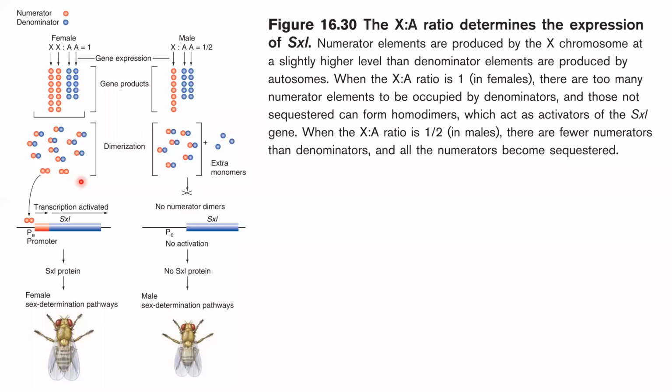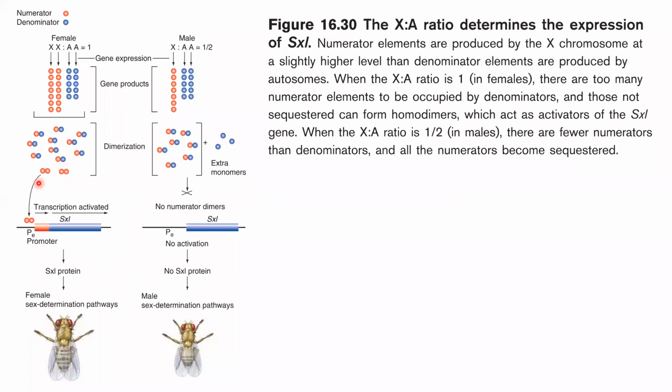So the numerators are forming homodimers. The red-blue ball is a heterodimer, but the red ball is a homodimer. The red balls, as I said, are the products of the numerator genes. The blue balls are the products of the denominator genes. So when these genes are expressed, since there are 2 X's, more expression of the numerator genes occurs. As a result, in the female fly, we get the formation of the numerator homodimers.